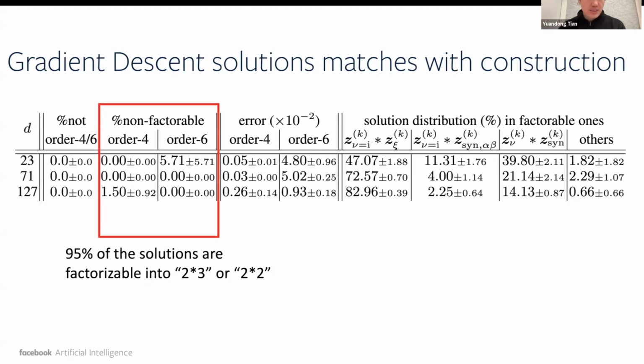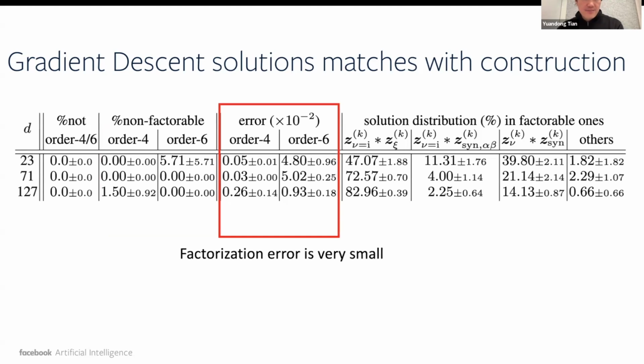And second, you check whether these order 4 and order 6 solutions are factorizable into either 2 times 3 or 2 times 2. This is basically the construction that we use in our theoretical constructions. It turned out that 95% of such solutions can be factorized this way. And the errors are very small, like 0 point some percentage, not a large number, which means that the factorization really makes sense.